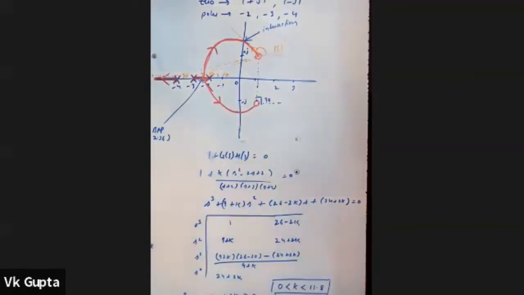So when you're doing it in your notebook, please see that you take at least half of the page for the root locus. I find that in so many sketches, it is incomplete or not drawn properly.